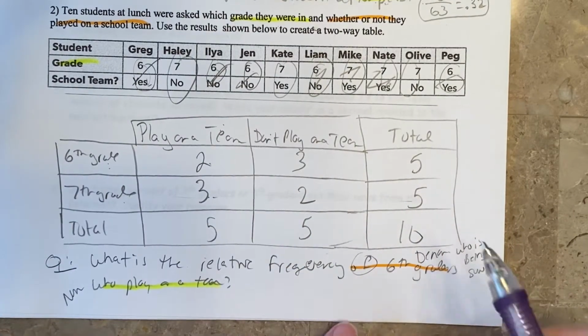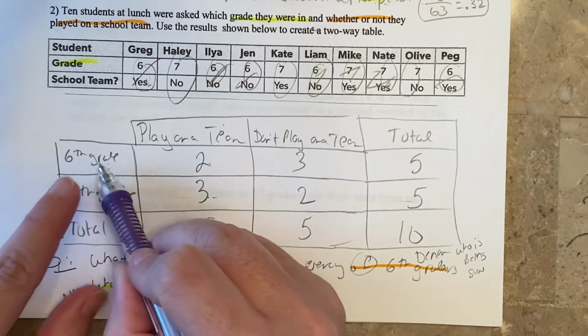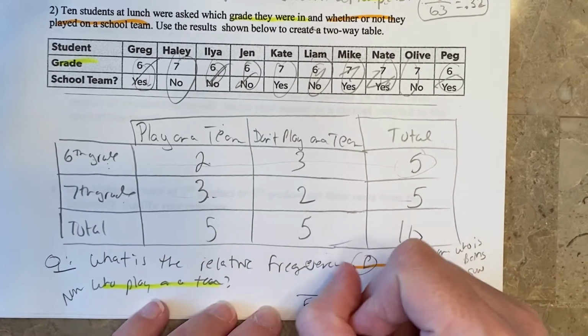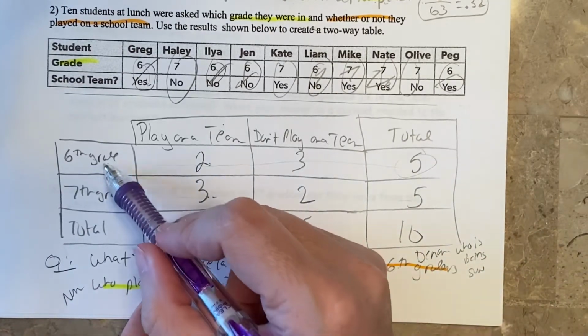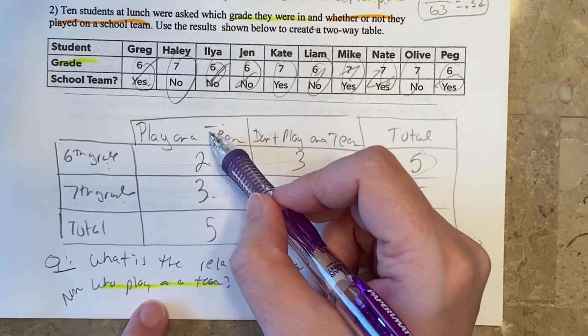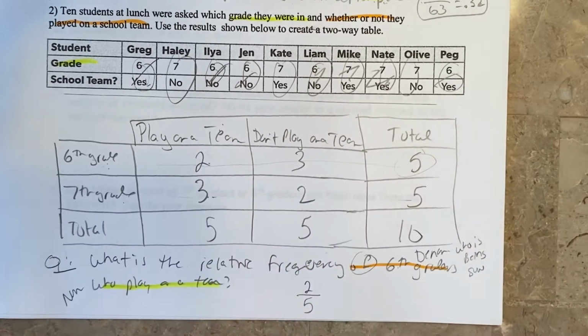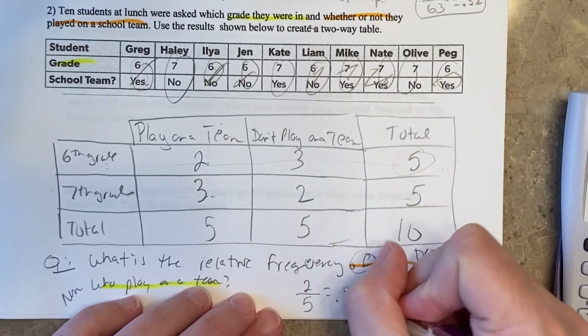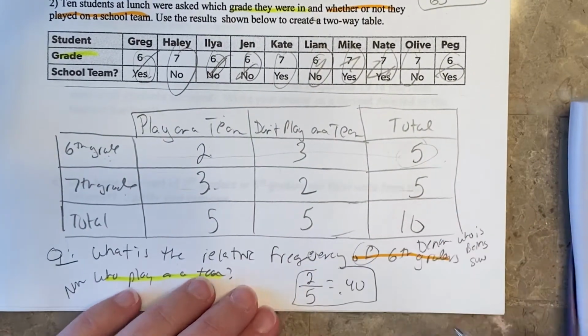And this is what you always look for. So of the 6th graders, how many 6th graders were there in total? 5. Okay, so out of those 5, who played on a team? That would be 2. So 2 out of 5 is 0.4, or 0.40 if we were doing nearest hundredth.